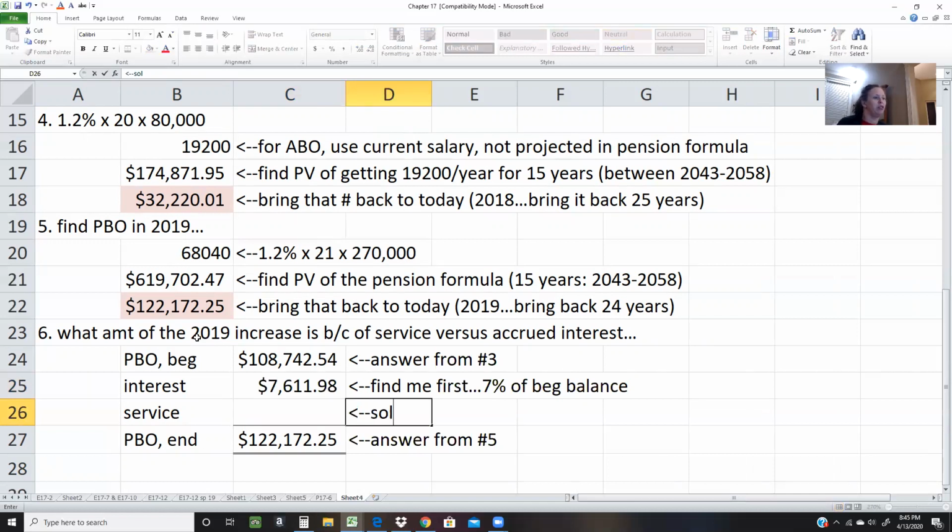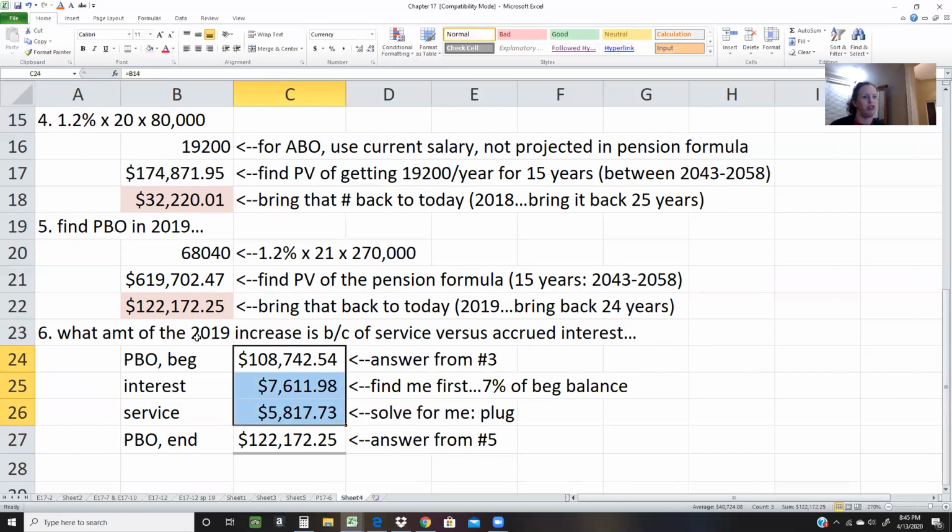And then we say, solve for me, plug. Okay. So these 3 numbers total should equal 122,172.25. And so this is just an unknown. So just whatever is left out of there. So 5817.73. So I said you'd have to deposit around $6,000 into there, because when you add up these 3, it should equal 122,172.25. So this is the amount that's service cost. So what portion is attributable to service and then to accrued interest?